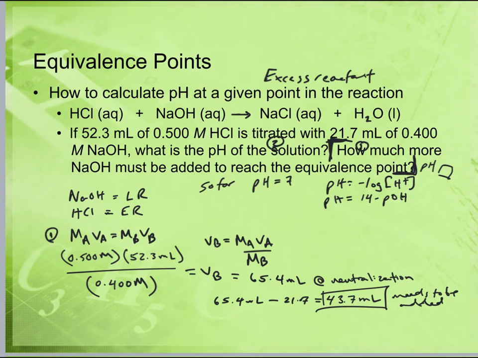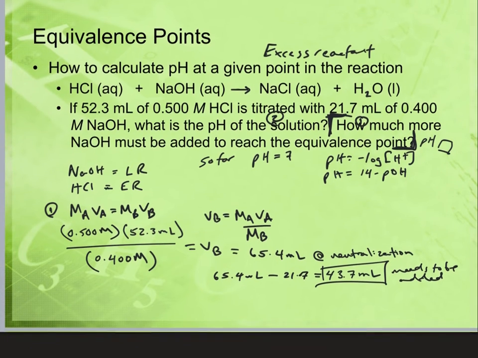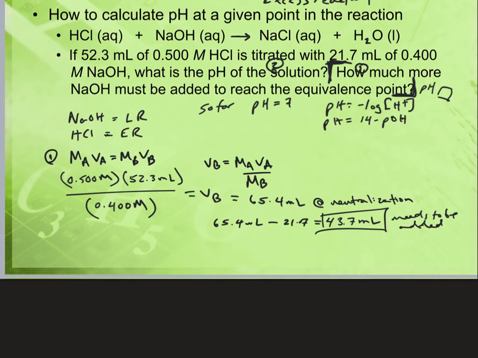And so the next question is, before we add that 43.7 milliliters, if we stopped before that, after only 21.7, what would the pH be? So I'm going to shift everything up here so I can have a little bit more room. So this will be question number 2. All right, what is the pH?